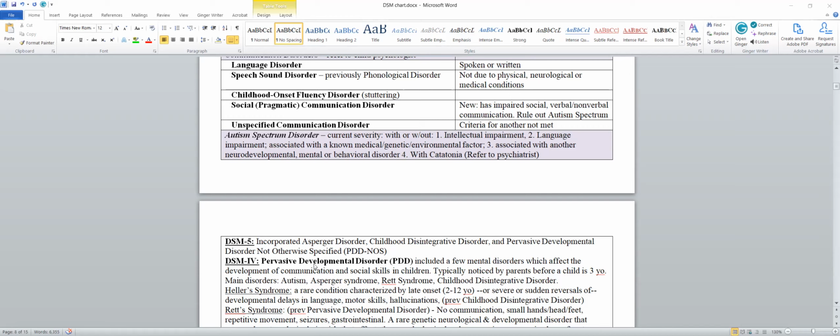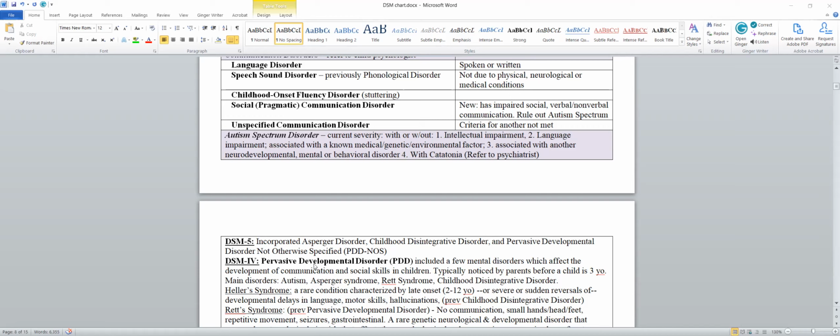Main disorders: autism, Asperger syndrome, Rett syndrome, childhood disintegrative disorder. Miller's syndrome, a rare condition characterized by late onset, 2 to 12 years old, or severe or sudden reversal of developmental delays in language, motor skills, hallucinations, was previously under childhood disintegrative disorder, and that was Miller's syndrome.